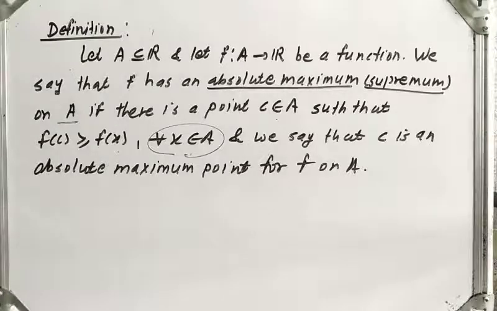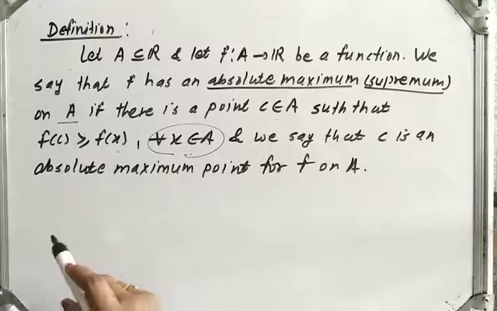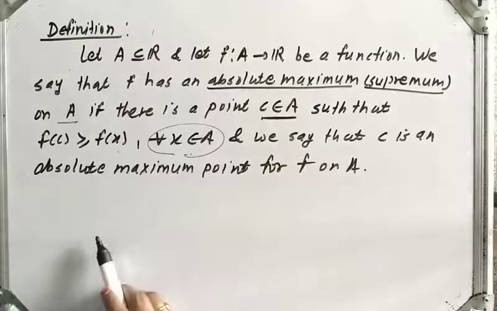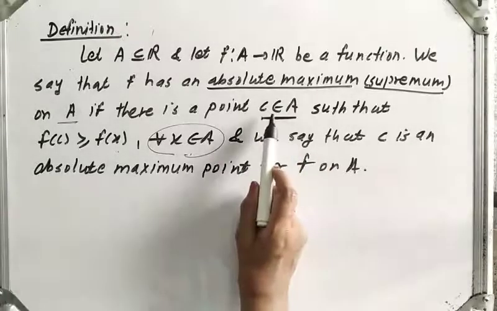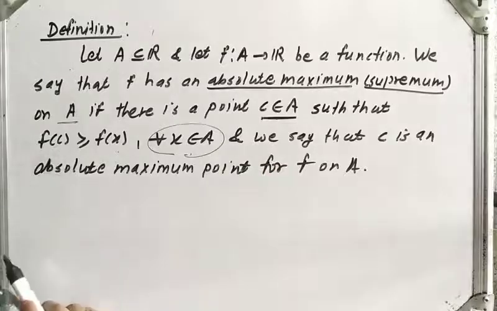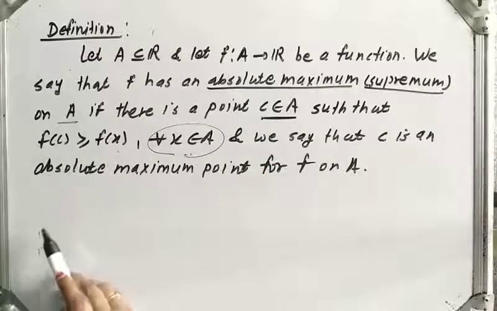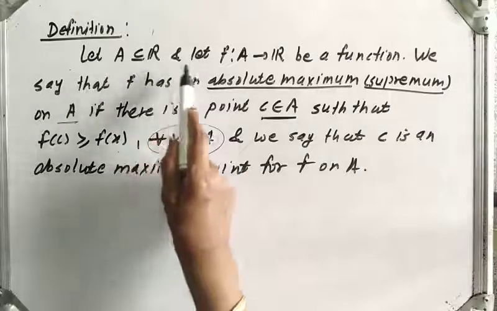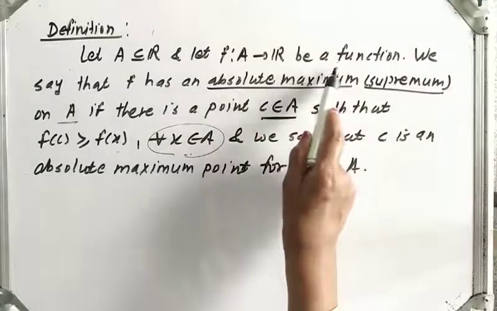Similarly, there will be a definition of absolute minimum. What will be that? One thing to remember is that this point C must belong to the domain, such that f of C is greater than or equal to f of x. Next, the definition for absolute minimum. Let A be a subset of R. f is a function from A to R.